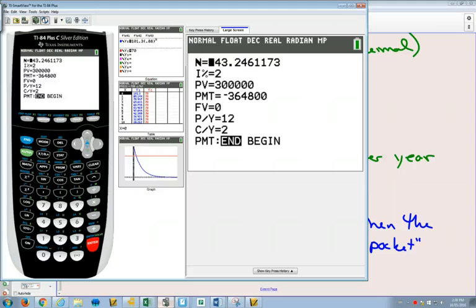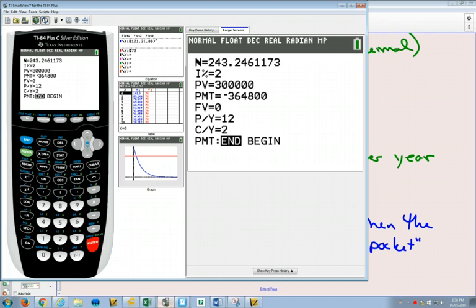So when we were dealing with our mortgages last time, this was the house for $300,000. The present value is positive because the bank has just given you $300,000 because they basically gave you the money to buy your house. Then you notice here the payments are negative because you have to pay the bank back. So that money's coming out of your pocket once a month.